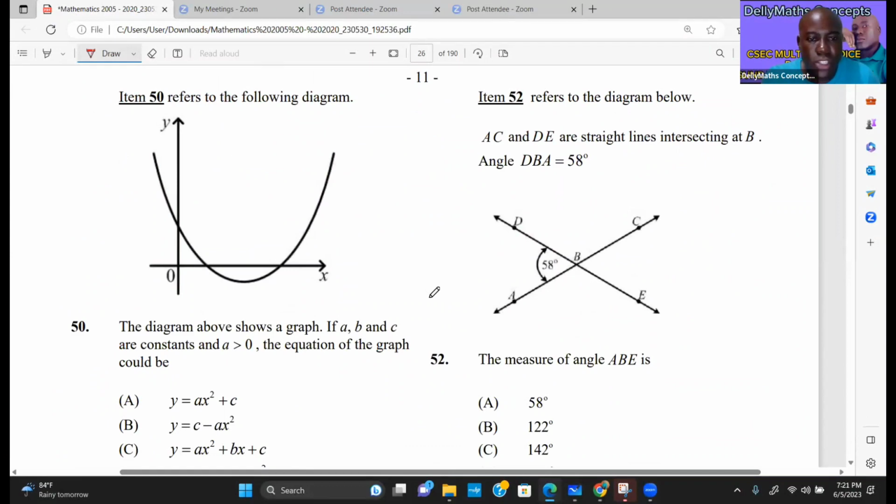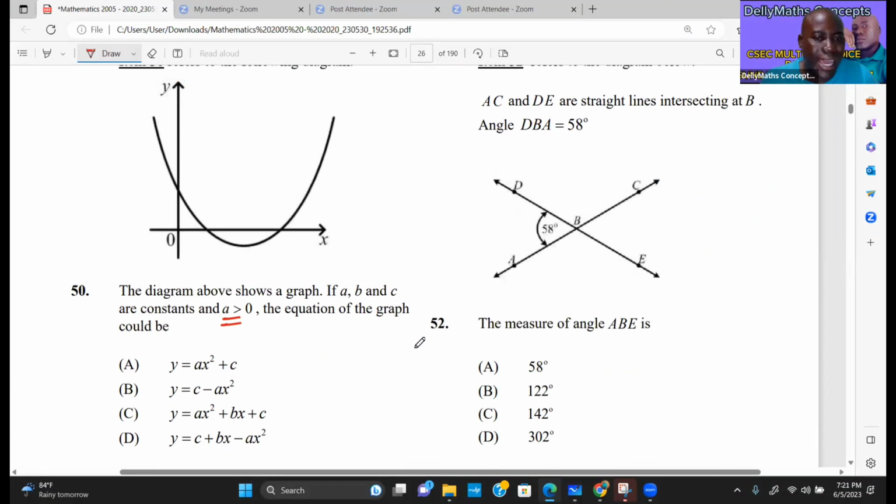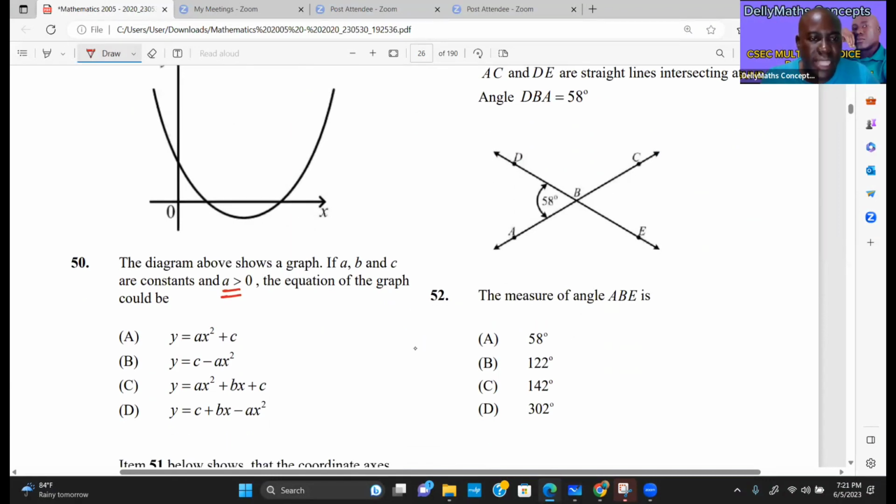The diagram above shows a graph if A, B, and C are constants, and A is greater than 0. The equation of the line. Now, if they're telling you that A is greater than 0, they're telling you that A is positive. So that means this is wrong, because that's negative. This is wrong, that's negative. Now, I'm yet to decide. We have this to look at, and that to look at.